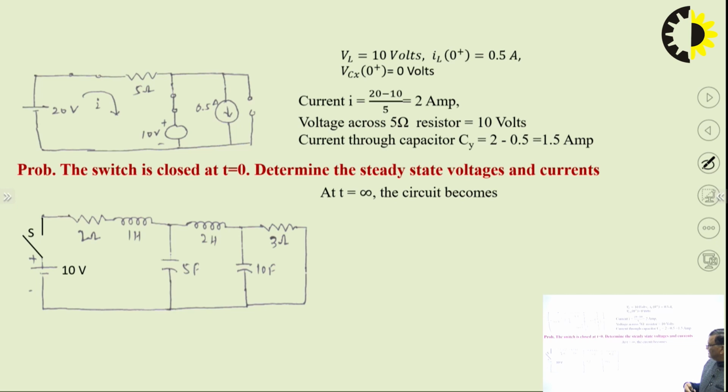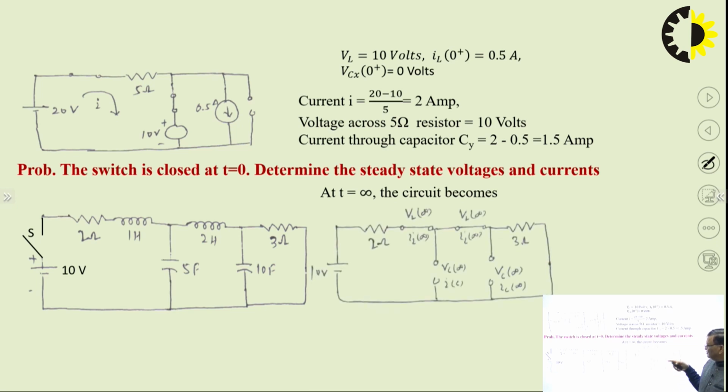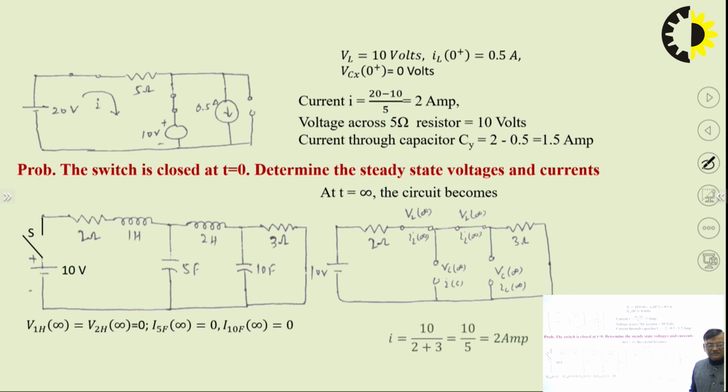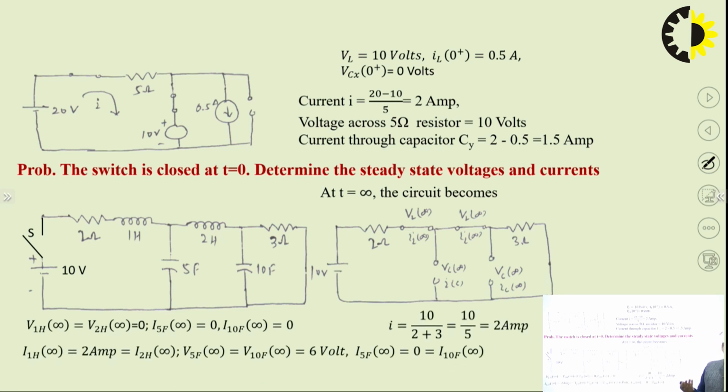Similarly, for this circuit we can find the steady state voltage and currents, that is V infinity and I infinity. What we have to do is draw the circuit at t equal to infinity. At t equal to infinity, capacitors behave as an open circuit and inductors behave as a short circuit, and once we have this circuit we can find the voltage and current. Simple, sir. So, when we apply the behavior of the elements at t equal to 0 and t equal to infinity, it is very easy to find the initial conditions.